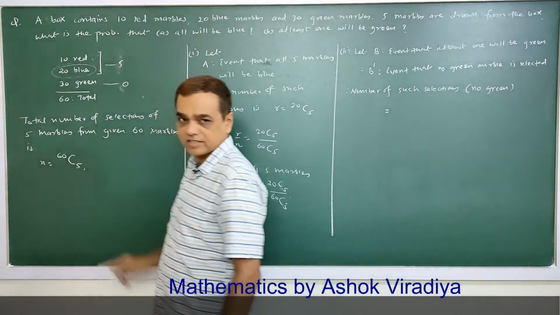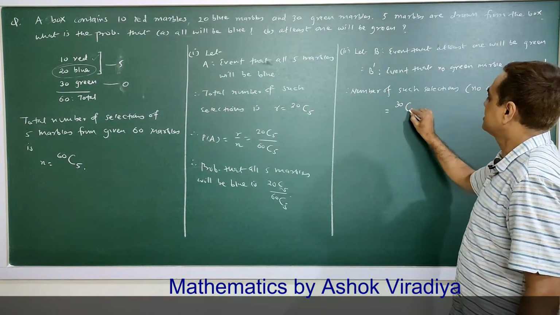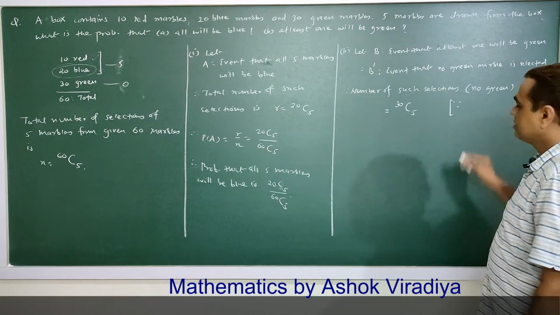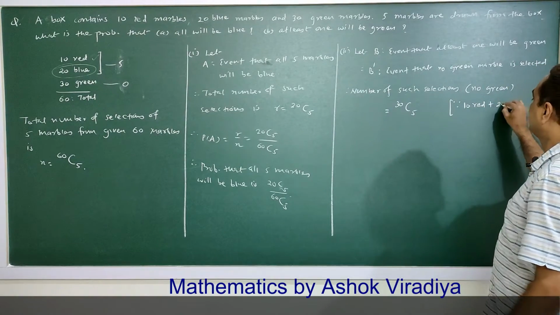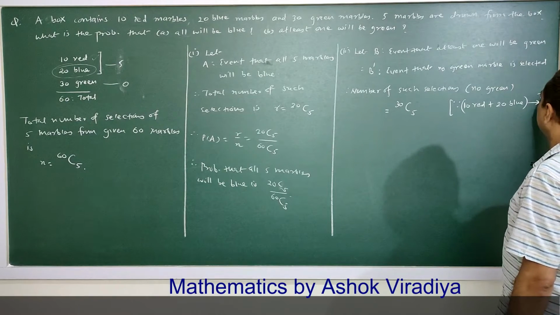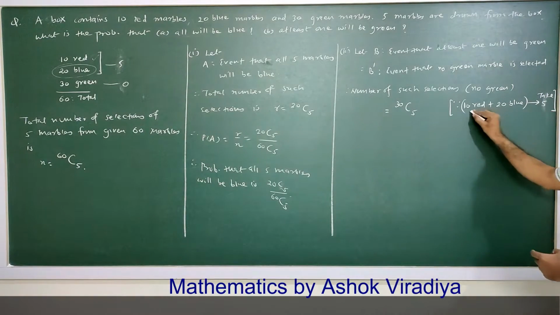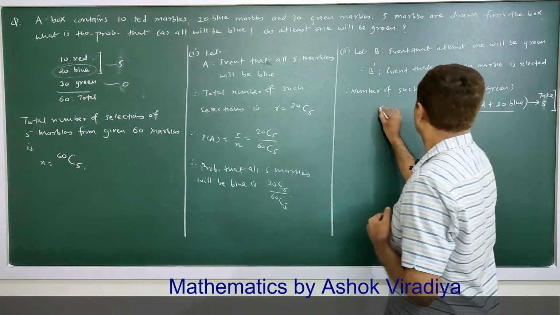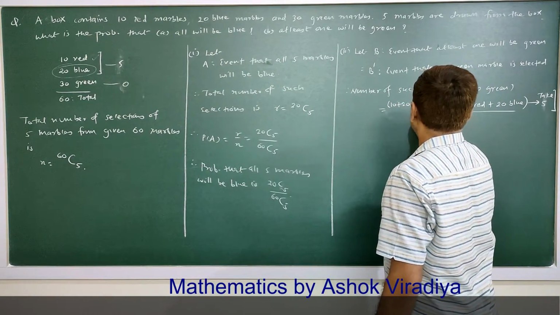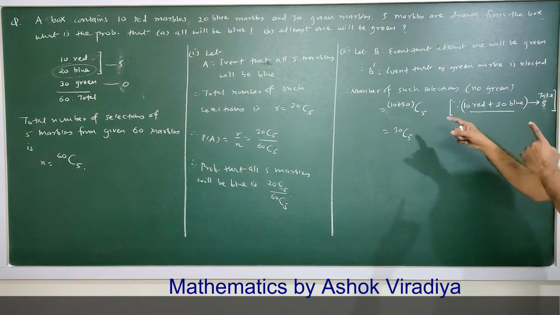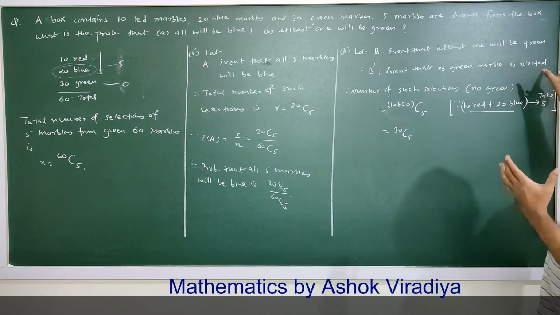So take all 5 from 30, so 30C5. Here I am putting the reason: 10 red plus 20 blue, so take 5 from these 30 marbles. So 30C5. This 30 is taken here in the calculation. So in detail, that's 10 plus 20 C5, that is 30C5. So this is the number of selections in which no green marble is selected.